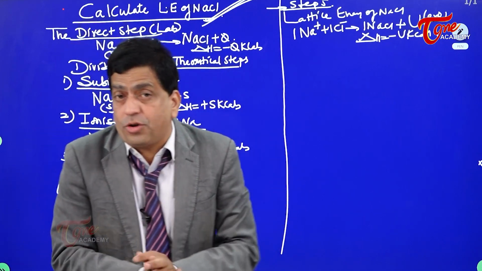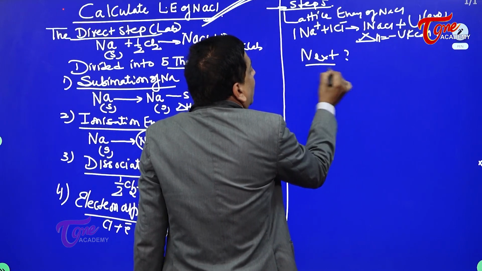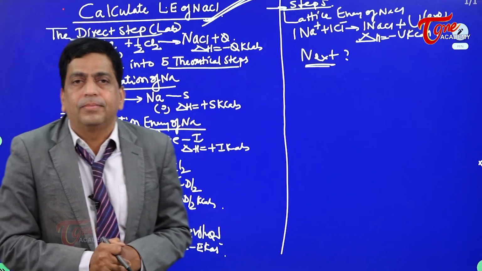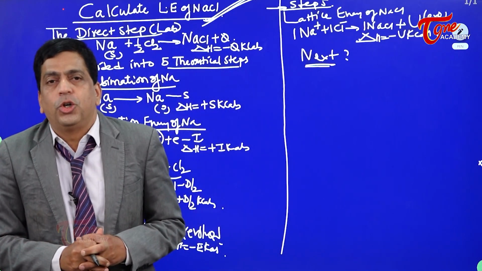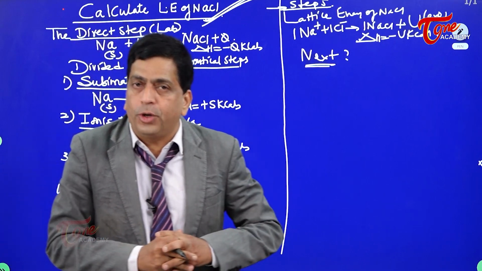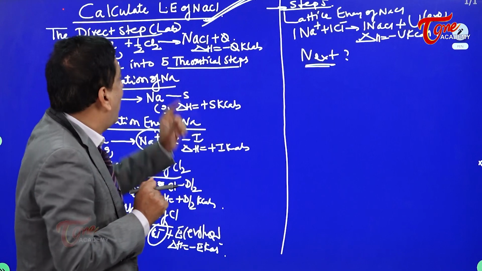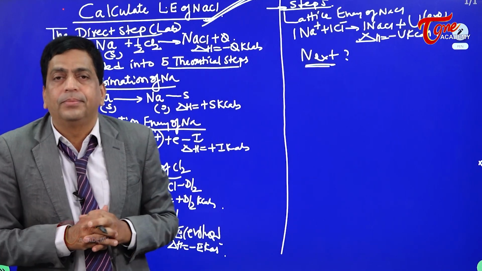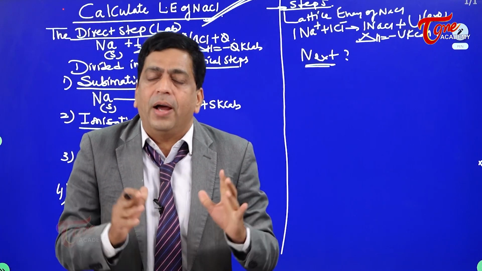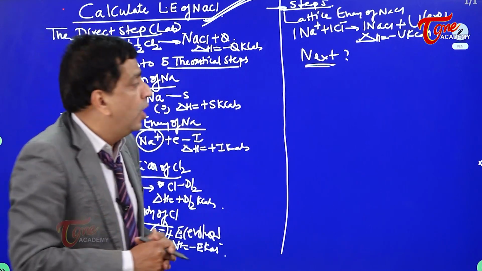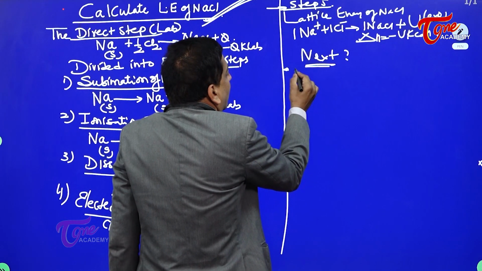So next what? How do you calculate U? What I will do is introduce a law for you. We will apply that law to determine the lattice energy of NaCl. I wanted to propose the law for you, and with due respect to this person, I wanted to put it in inverted commas. Look here.